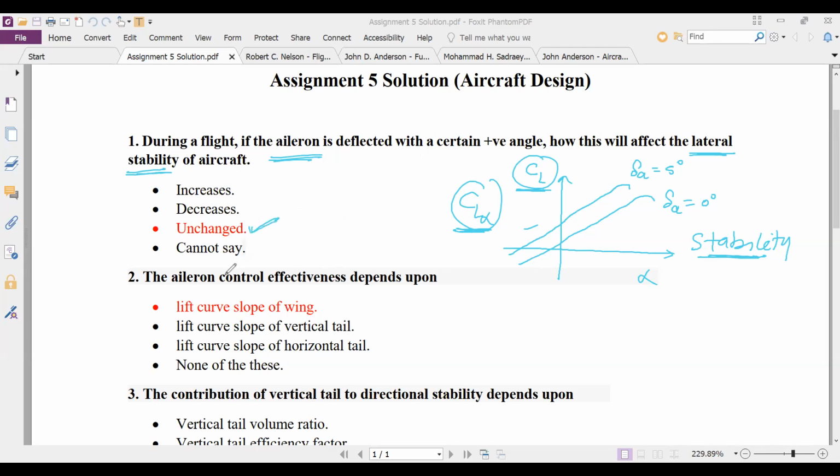The next question: the aileron control effectiveness depends upon. The first question is, what is aileron control effectiveness? That we have to see first.